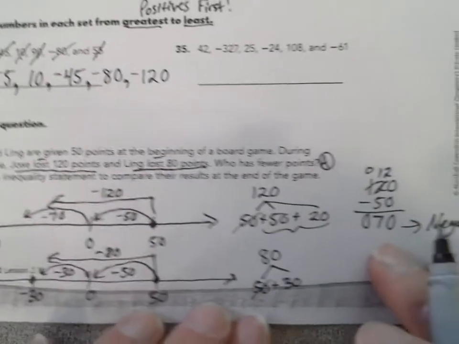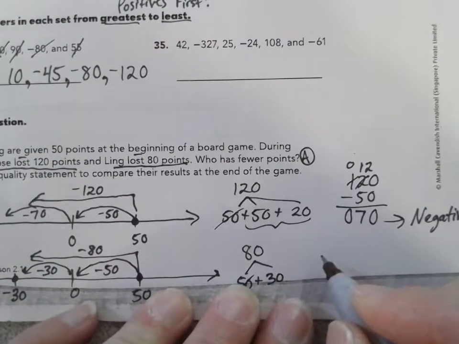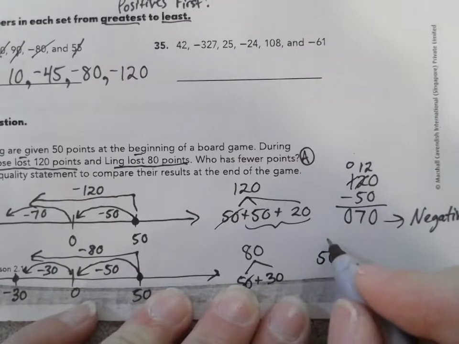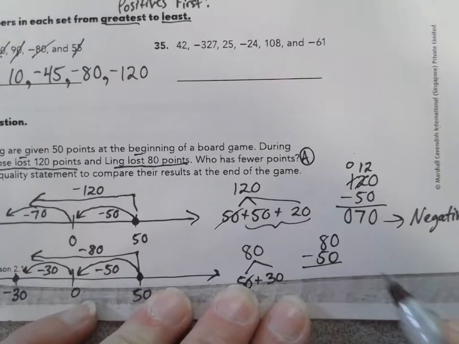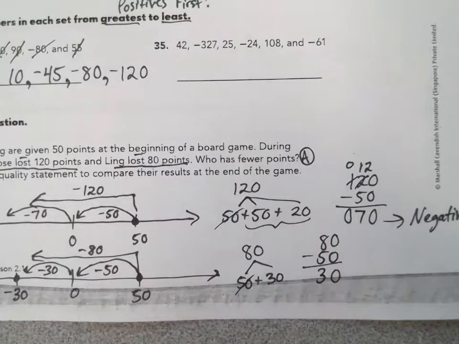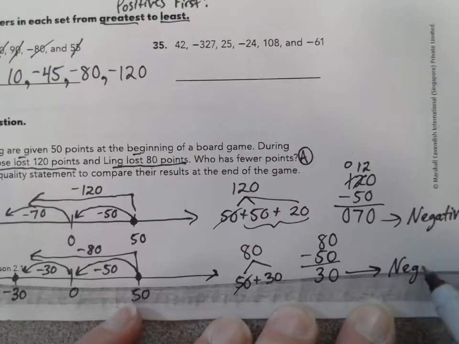I also saw students try this with some subtraction. So if you started with 50 points, but you know you're taking away more than you were given, I have to find a subtraction or the difference. What's 80 take away 50? 0 take away 0 is 0, and 8 take away 5 here in the tens place is 3. 30. Looks like I'm left with 30. But remember, I went past 0. I need to make it negative.